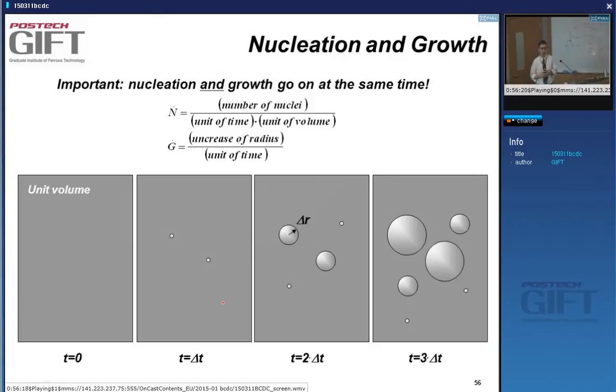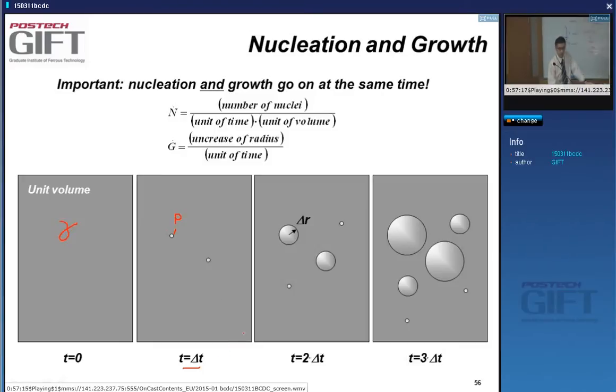We usually like to say it's a nucleation and growth process, but it's not like there's a nucleation process and then after the nucleation process there's a growth process. No, the two processes happen at the same time. Let me show you what I mean. You have a nucleation rate, which is the number of nuclei you form per unit time per unit volume, and you have a growth rate, which is basically the increase in the radius of the nuclei with time. If you start with a unit volume of austenite at time zero, at a certain temperature, after a certain time you form, for instance, two nuclei of pearlite phase in this unit volume.